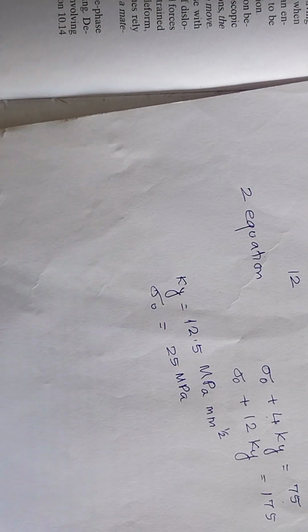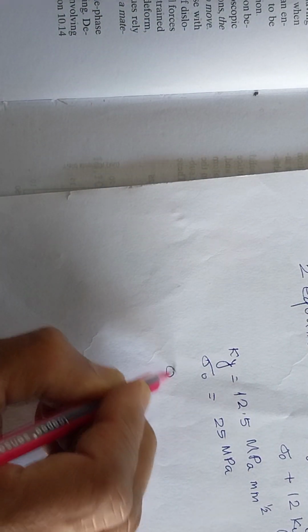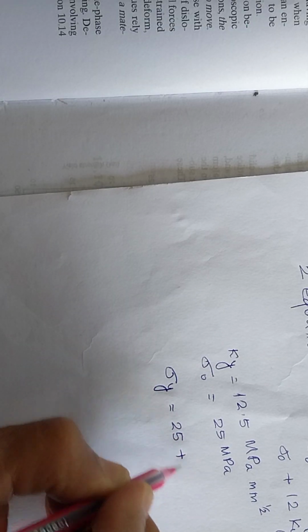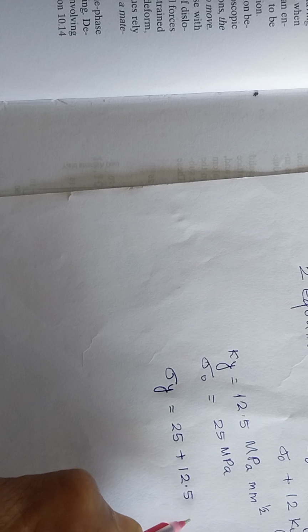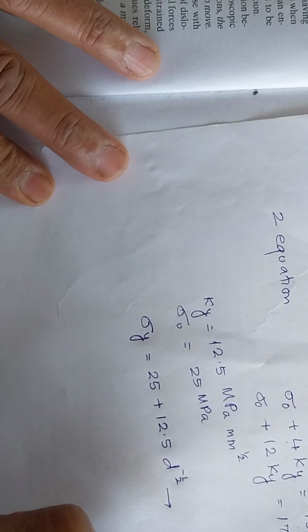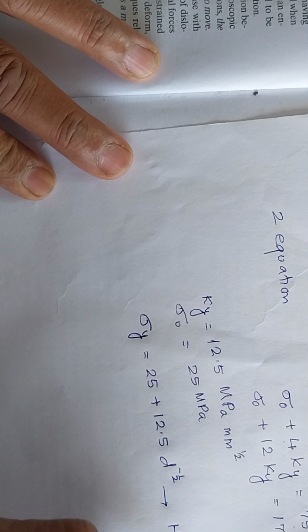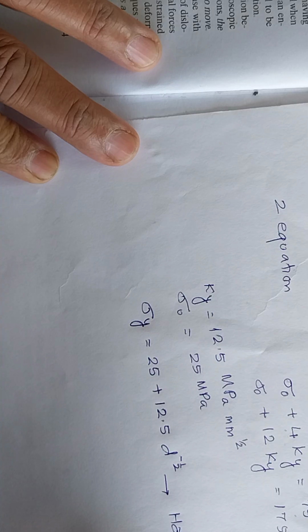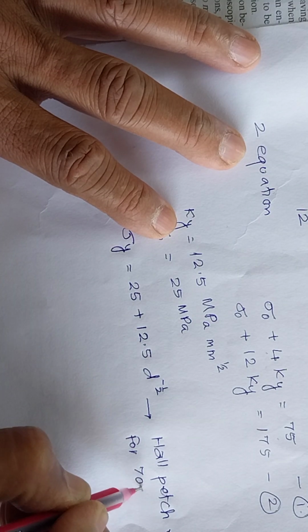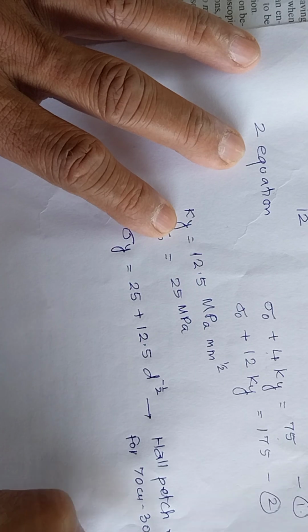When you substitute the values of sigma 0 and ky, we get an equation which can be written as sigma y is equal to 25 plus 12.5 d raised to minus 1 by 2. This is the Hall-Petch equation for 70 Cu 30 zinc brass. Thank you.